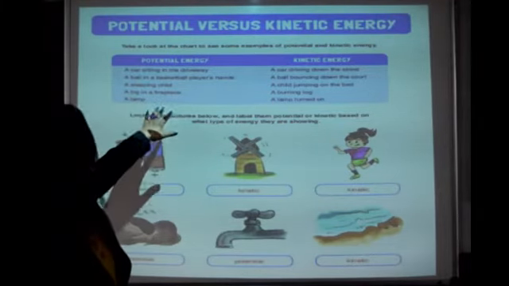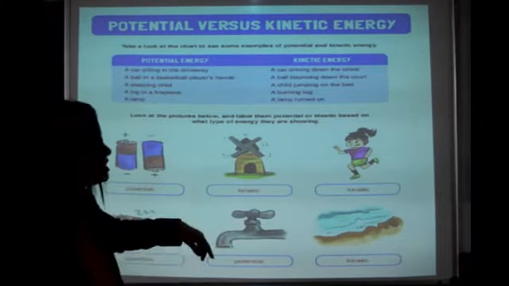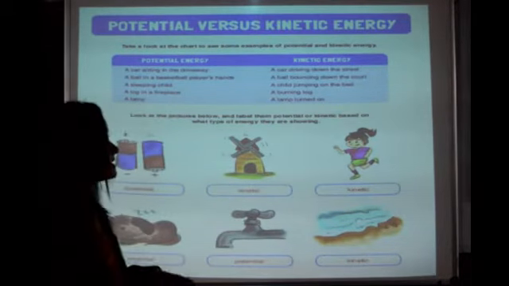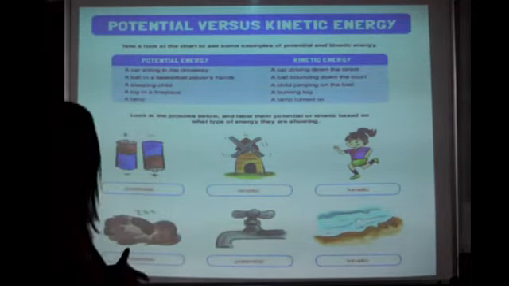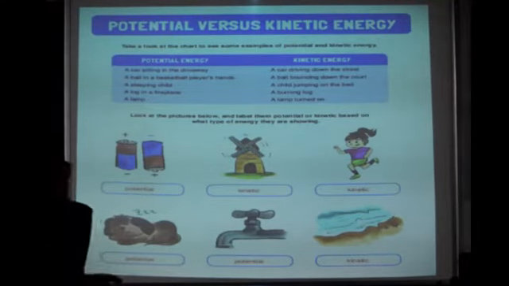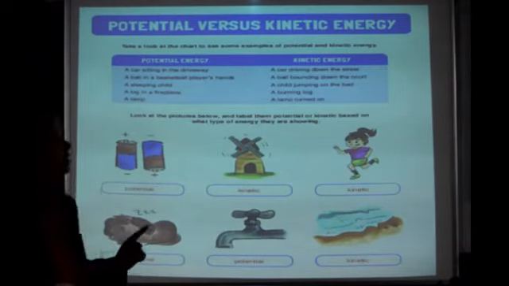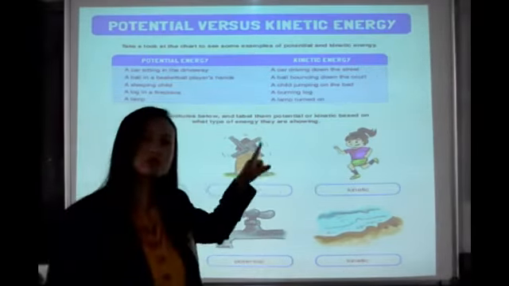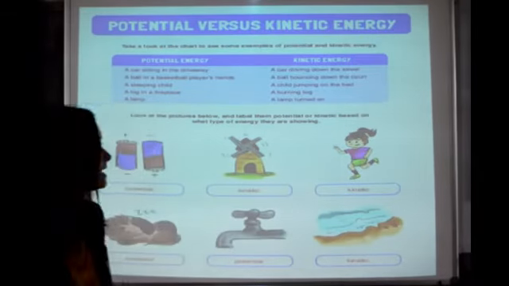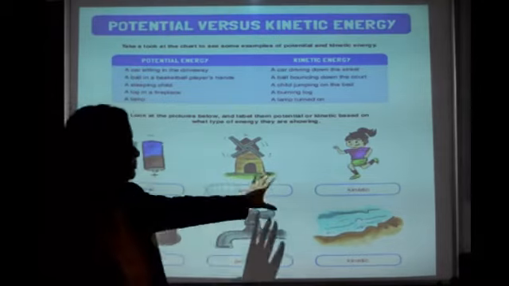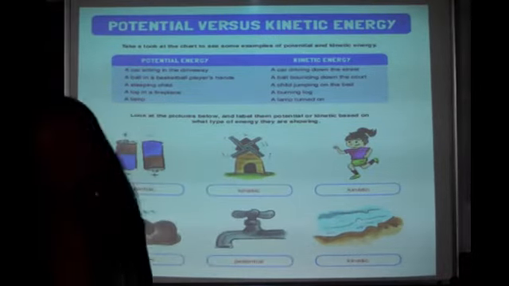A log in a fireplace has potential energy, and when you burn that log, it has kinetic energy, and the other energy is also related to it. We'll be discussing that later. A lamp which is not turned on has potential energy, and the lamp which is turned on has kinetic energy. So examples here, battery, these are examples of kinetic and potential.